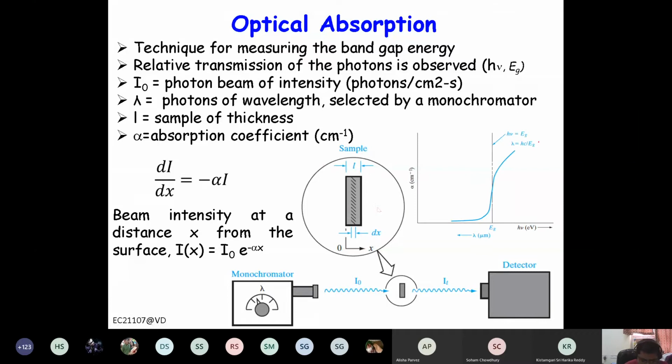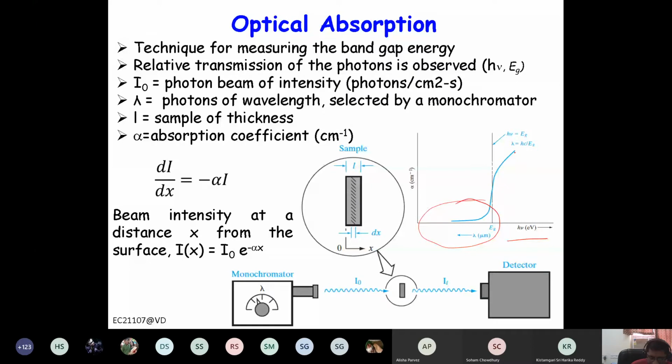Okay, so this is basically how the absorption curve will look. So for a given photon energy, if the photon energy is less than the band gap, absorption is negligible. As it moves close to the band gap, absorption increases, and for energy more than the band gap, absorption is higher, right? So you can plot this curve, which is a typical curve, right?